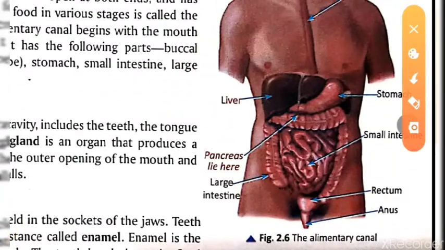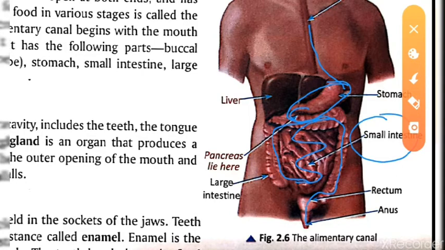So after the alimentary canal we have the stomach over here. After the stomach, the small intestine is connected. The small intestine is connected to the large intestine, and then the rectum and anus. So the stomach is also included. After that the small intestine is here. After the small intestine, the large intestine is connected, then the rectum, and then the anus. So these all are the parts of the alimentary canal.